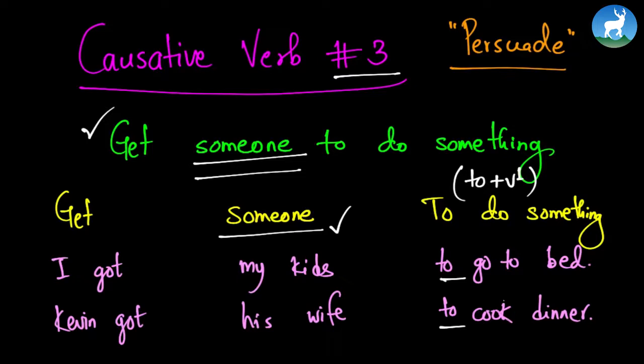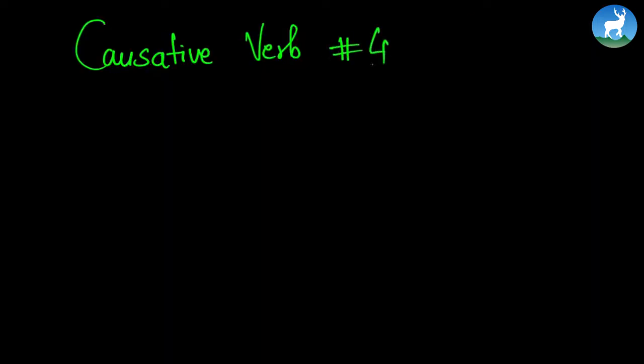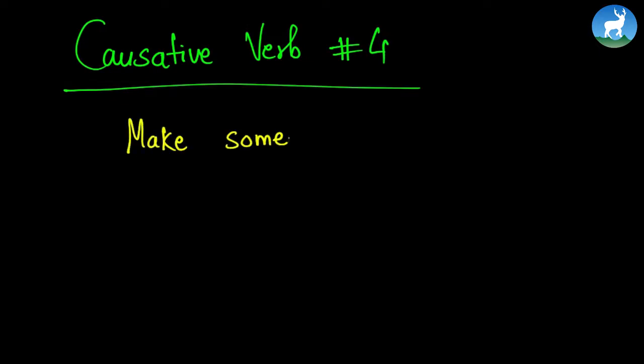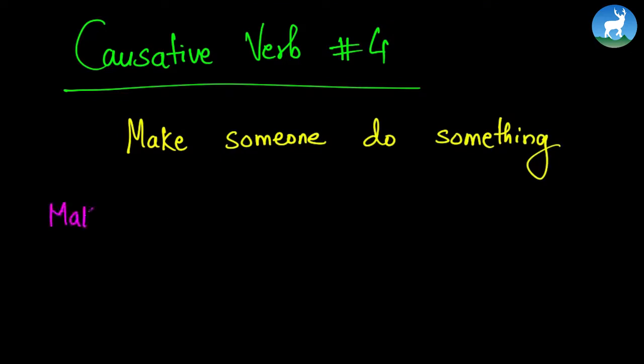Now let's go to causative verb number 4. What is it? It is make someone do something. Make someone do something. Let me write the structure for you. Make someone do something. So let's write some examples.